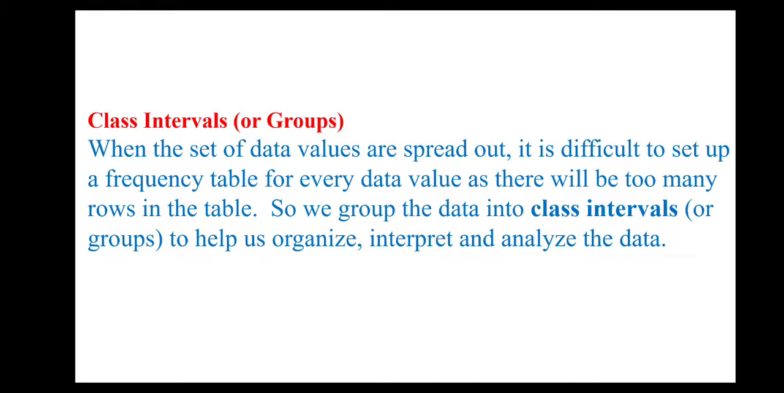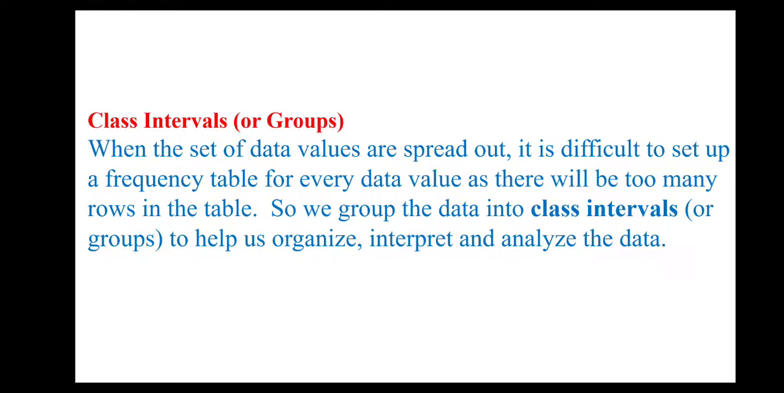When the set of all data values is spread out, it is difficult to set up a frequency table for every data value, as there will be too many rows in the table. As I said, the minimum rows in the marks column will be 5 and the maximum will be 12. If it is more than 12, then you have to use the class interval type. That is the main agenda here.